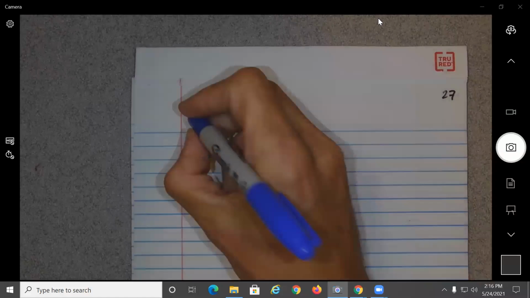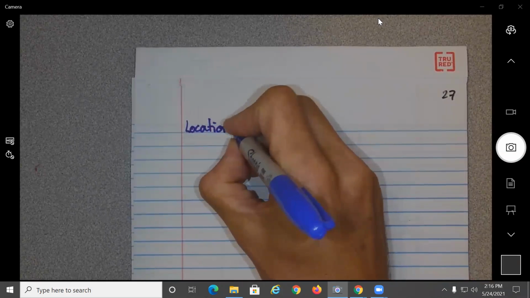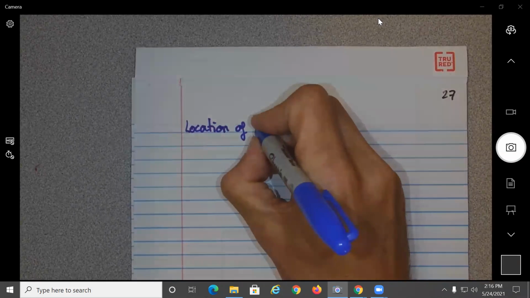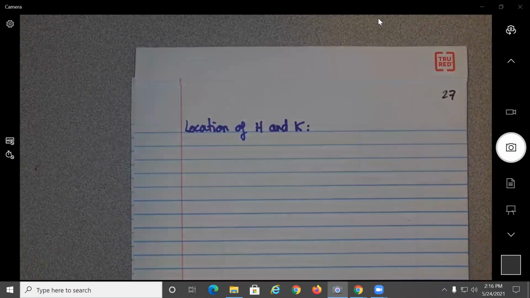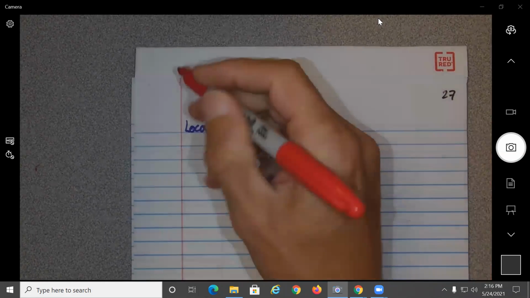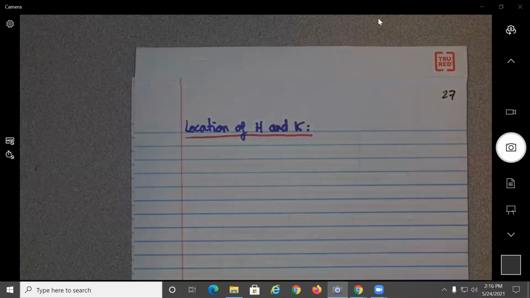So 627. Okay, so we're going to just look here. This is going to be very quick. Location of H and K. Okay, this is easy, but it's very important.